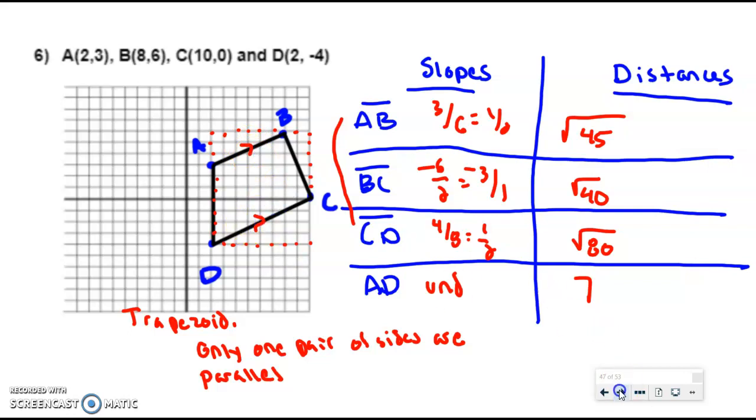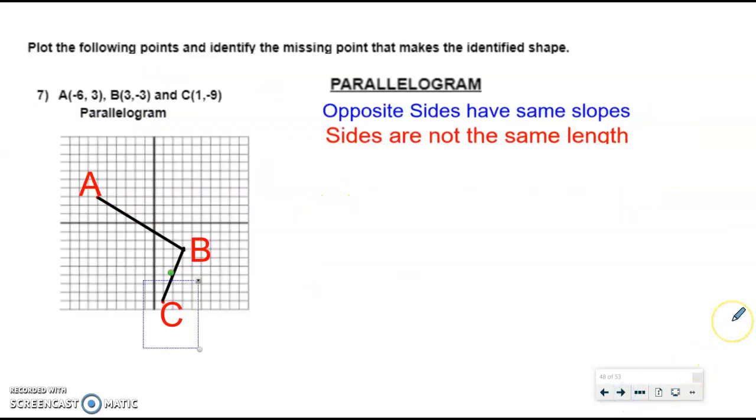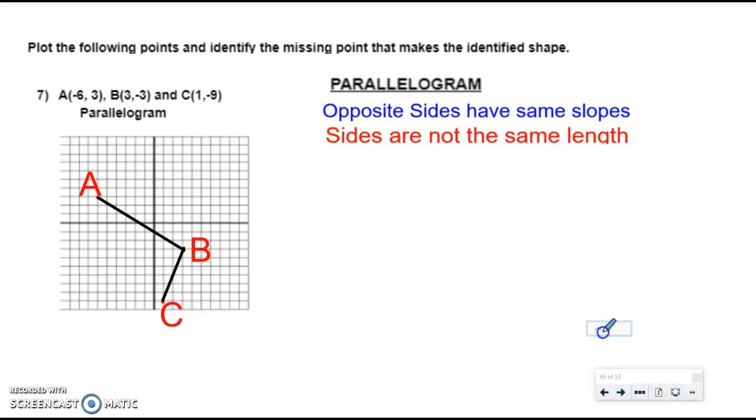So let's just add one more step here. Remember, we talked about these rules, and what I want to try to do is find a missing value or a missing vertex that would make up each of these shapes. So the first one that we're looking at is number 7, and we know that it's a parallelogram. That's what we're trying to find. What do I know about a parallelogram? I know that opposite sides have the same slope.